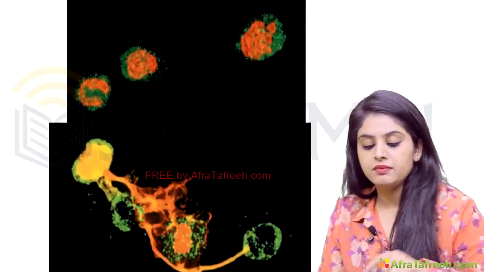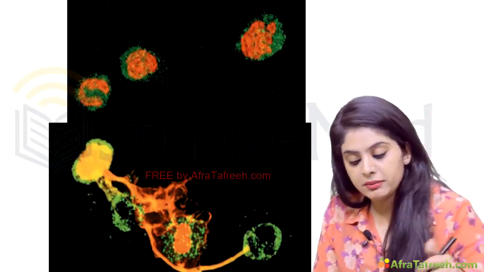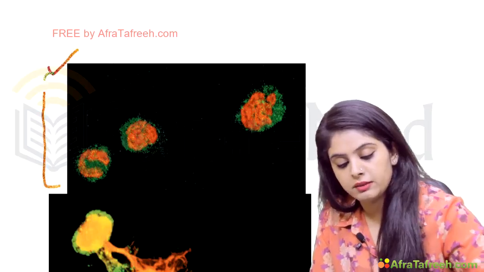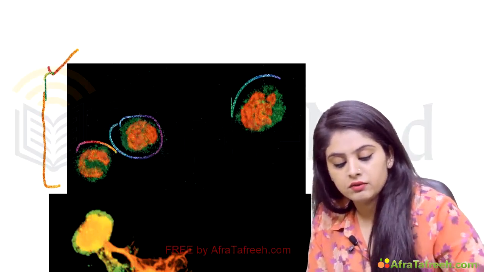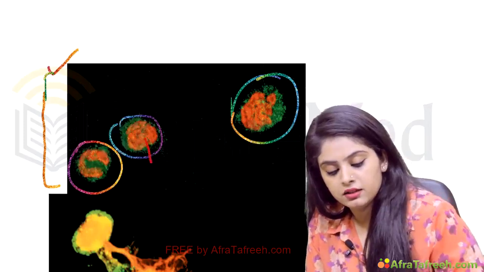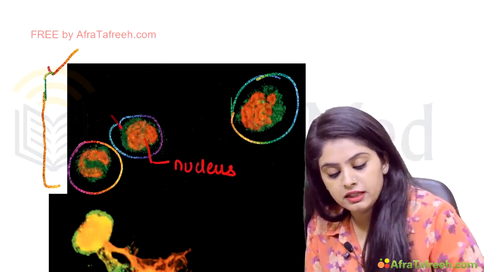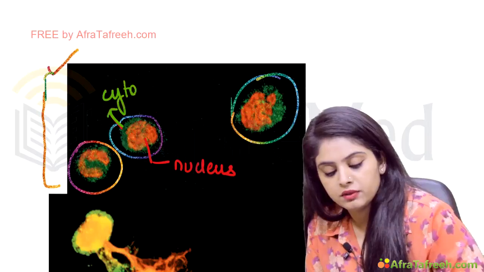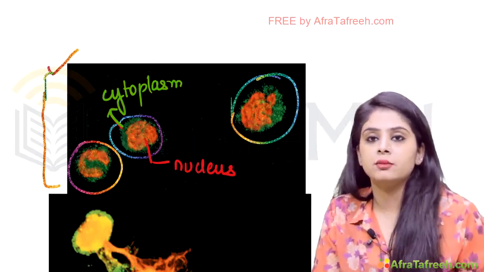Now this is an image showing a neutrophil extracellular trap. What do you mean by this? First I would want you to focus on this image above. Can you see that there are these 3 cells over here? What you see in red is the nucleus, and what you see in green is the cytoplasm. So this is actually a neutrophil. Red part is the nucleus, green is the cytoplasm.